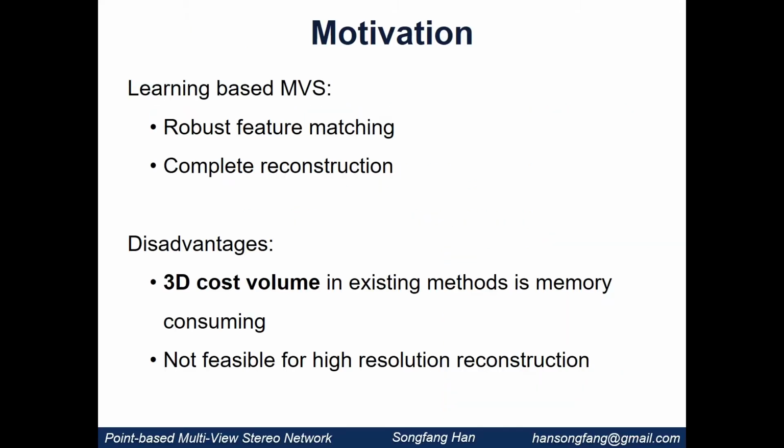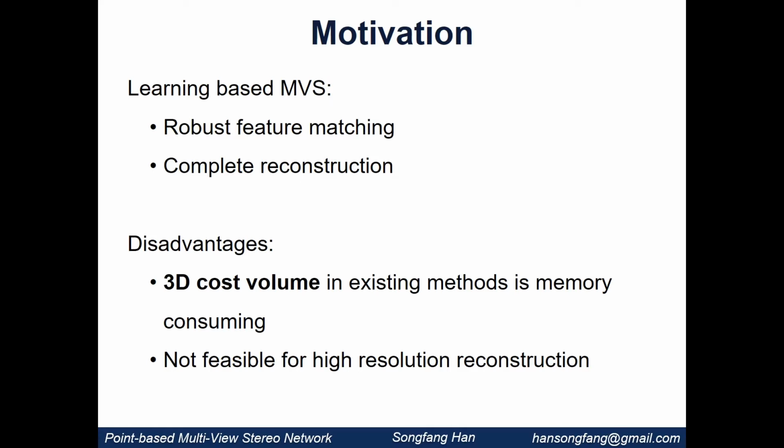As introduced in previous slides, learning-based methods have attracted a lot of interest as they propose more robust features than the handcrafted features used in traditional methods. Also, learning-based methods generate more complete results than traditional methods. However, we observe that existing learning-based methods generally need to build a 3D cost volume and apply a 3D convolutional neural network. The 3D cost volume's memory is cubic to resolution. Thus, these methods are not feasible for high-resolution reconstruction.